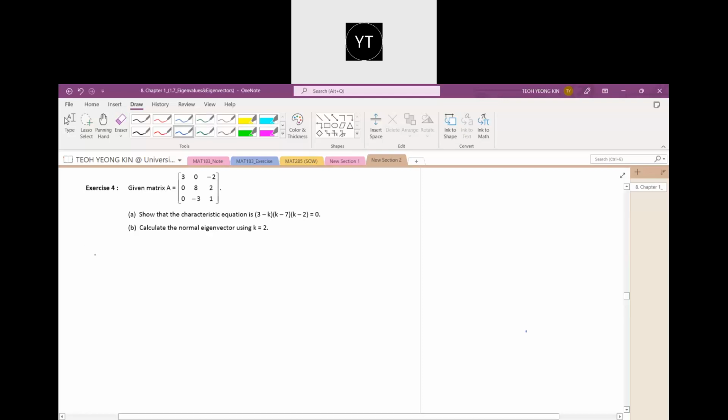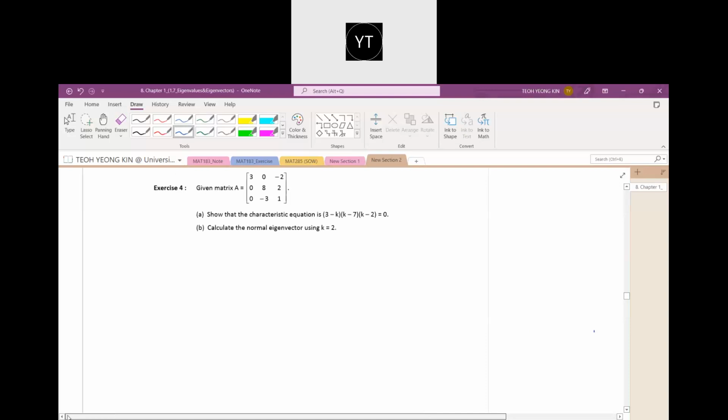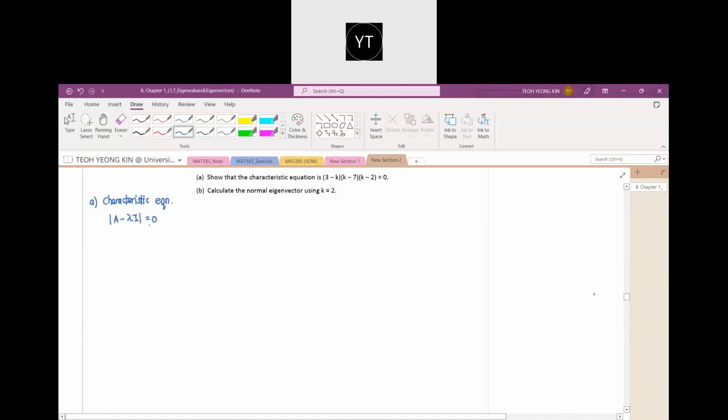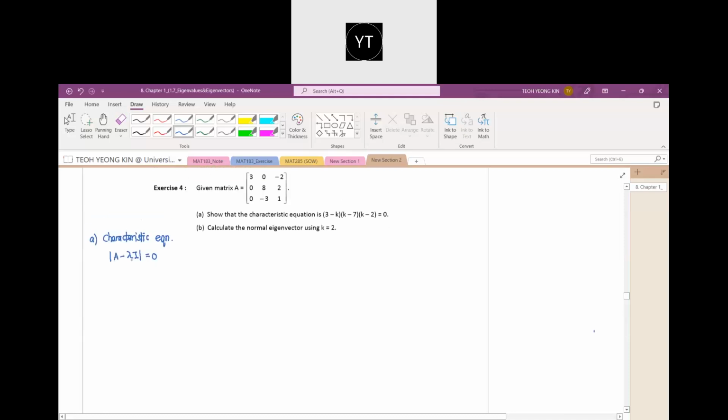So let's say A. First, what is the characteristic equation? The characteristic equation is the determinant of A minus lambda I is equal to 0. So the characteristic equation is the determinant of A minus lambda I is equal to 0.